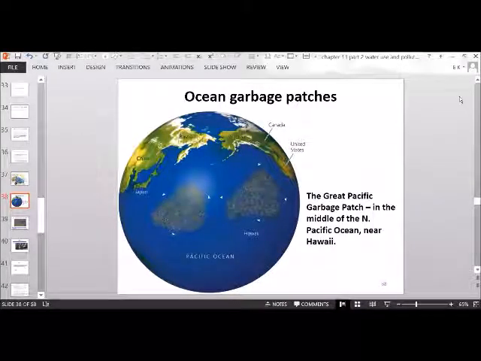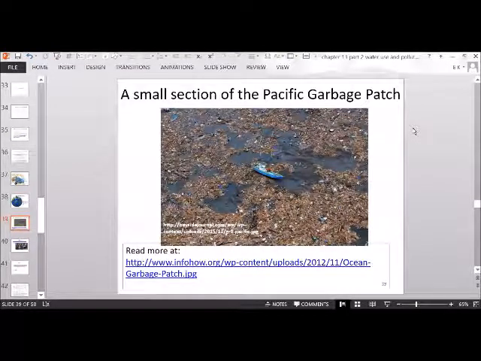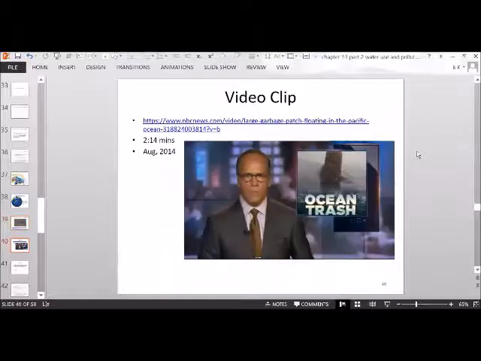Then we have the ocean garbage patches. This diagram shows the Great Pacific Garbage Patch, which is in the middle of the North Pacific Ocean near Hawaii. It is mainly just plastic garbage that floats in the water. Here is a close-up of a small section of the Pacific Garbage Patch. You could read more about the garbage patch by going to this link that I have posted down here. And here's a quick video clip that goes into more detail about the garbage patch.